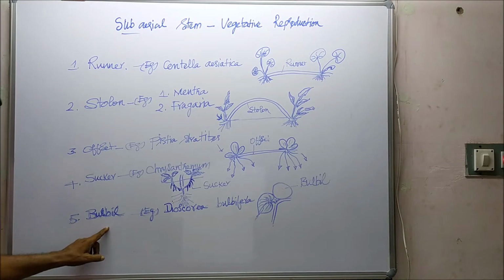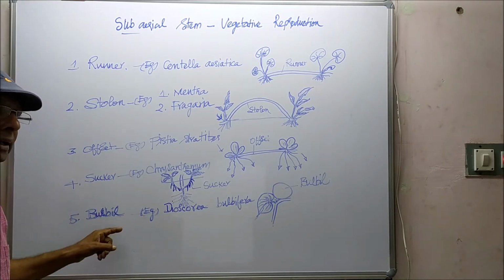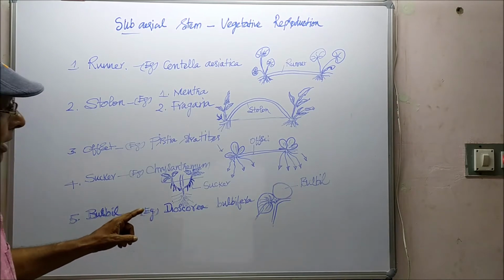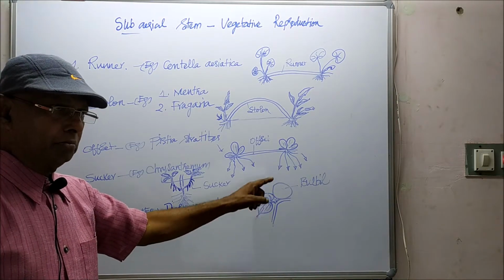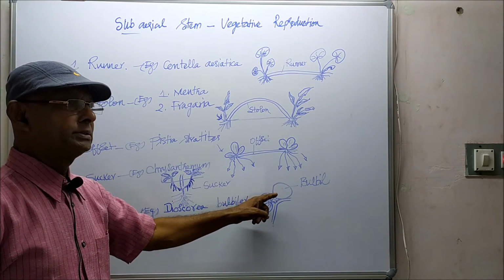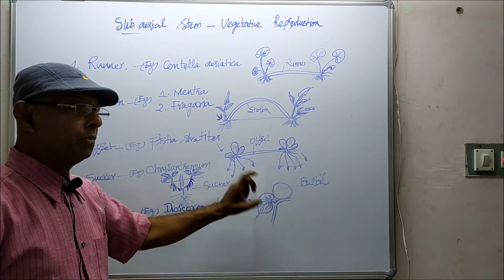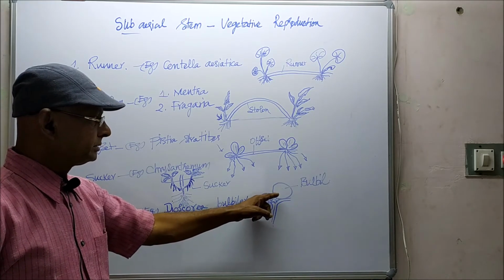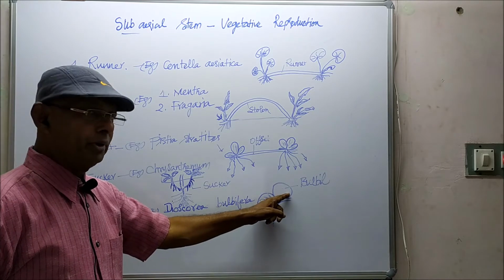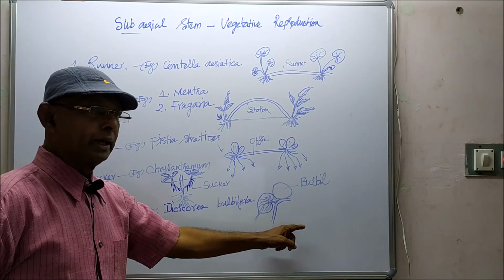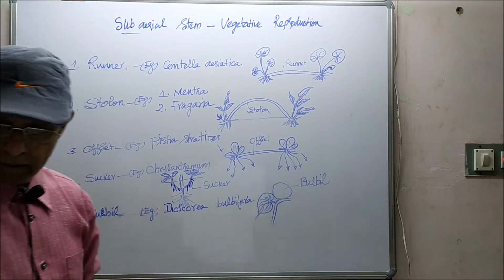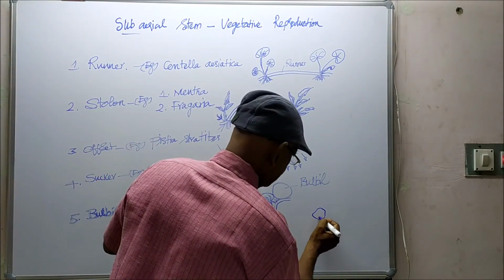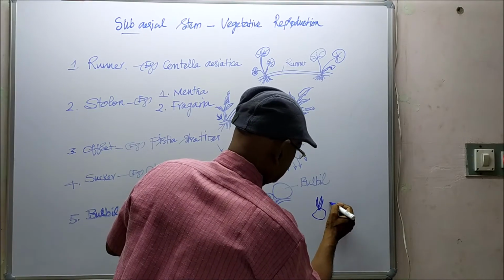Lastly, bulbil. Bulbil is the aerial stem modification. In the aerial part of the plant, the bulbil is produced. Bulbil is a spherical shaped, modified axillary bud that is meant for vegetative reproduction. After maturation, the bulbil will fall away from the mother plant and grow into a new plant. When it falls on suitable soil, this will grow into a new young plant.